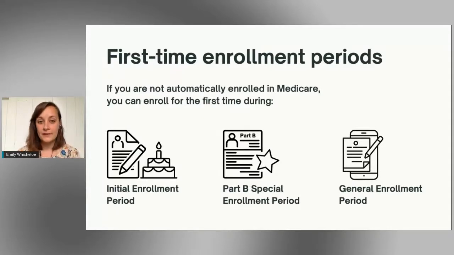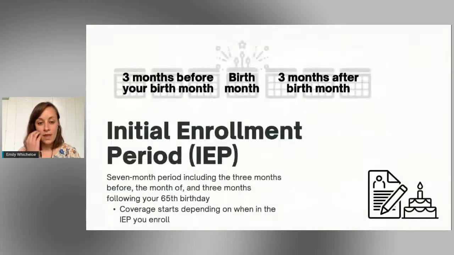If you are not automatically enrolled in Medicare, you can enroll during three different enrollment periods. We have the initial enrollment period, the Part B special enrollment period, and the general enrollment period. The initial enrollment period is a 7-month period, including the 3 months before, the month of, and 3 months following your 65th birthday. When your coverage starts depends on when during your IEP you enroll.